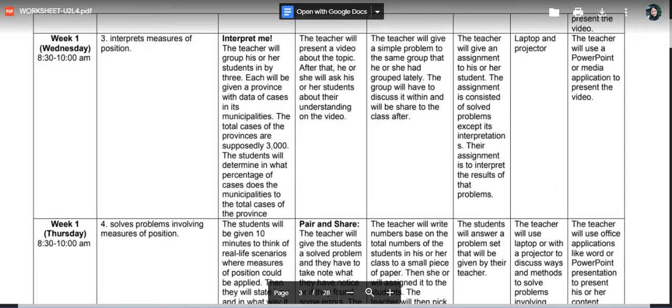For the assessment, the teacher will give an assignment to his or her students. The assignment consists of solved problems except the interpretation. Their assignment is to interpret the results of those problems.